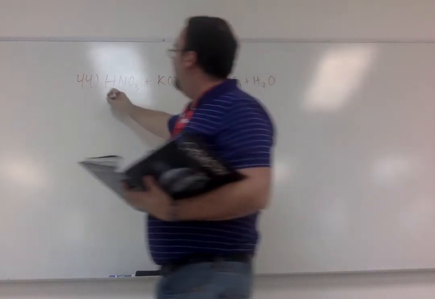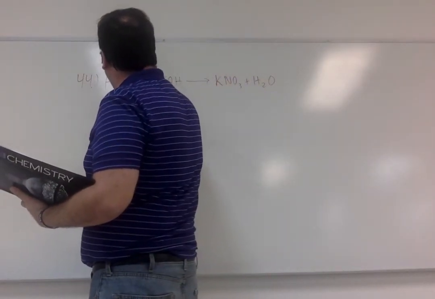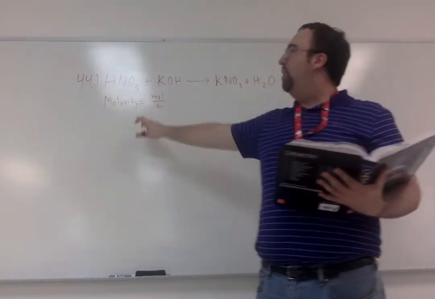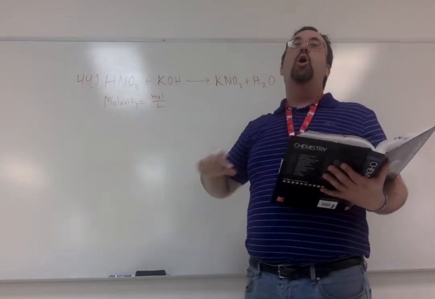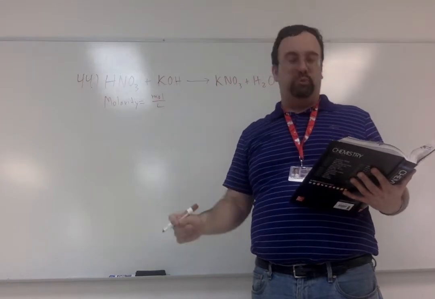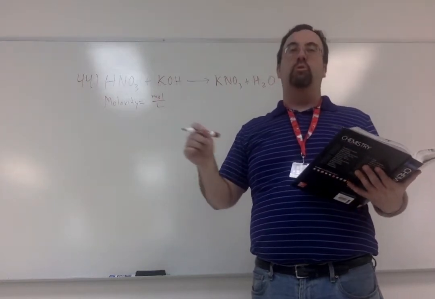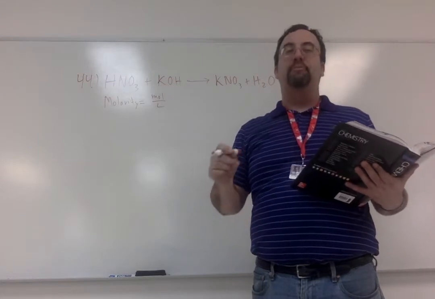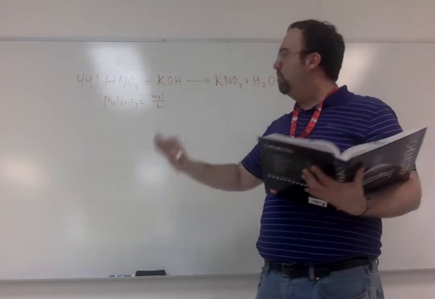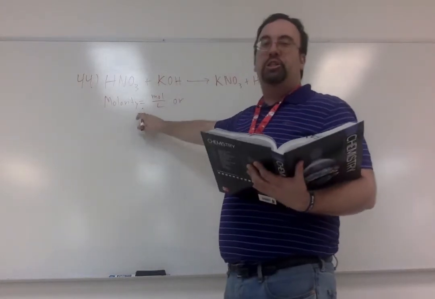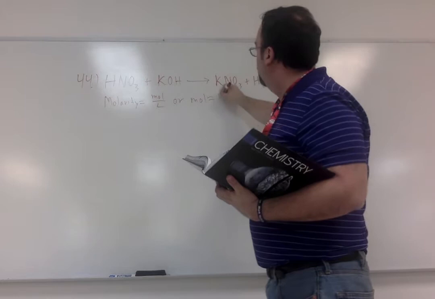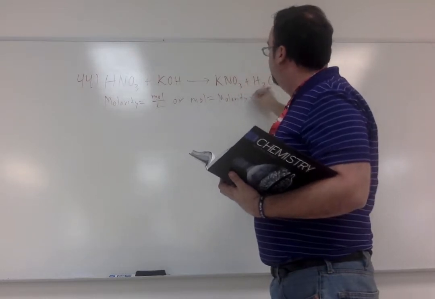Remember that molarity is defined as the moles over the liters. Molarity is moles per liter. We need to find the moles first, and then we can go from the moles of the KOH to the moles of the nitric acid, and then based upon the volume of the nitric acid, we'll be able to calculate the nitric acid concentration. We can rearrange this equation to solve for moles by multiplying both sides by liters. So moles is equal to molarity times liters.